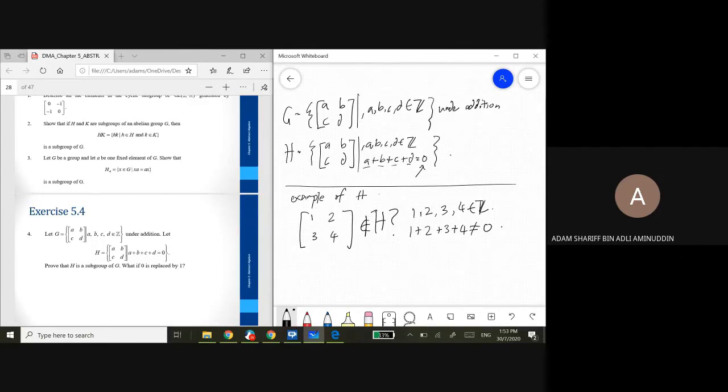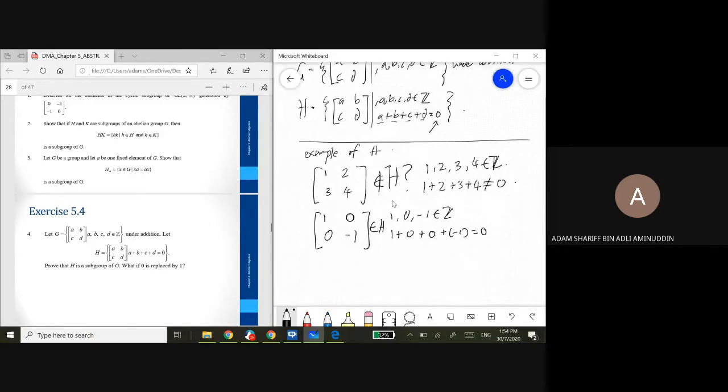So what are examples such that A plus B plus C plus D equals 0? Okay, this is one: 1, 0, 0, negative 1. Because 1, 0, negative 1 are integers, and 1 plus 0 plus negative 1 is 0. So this is definitely in H. This is what we are trying to focus on right now.